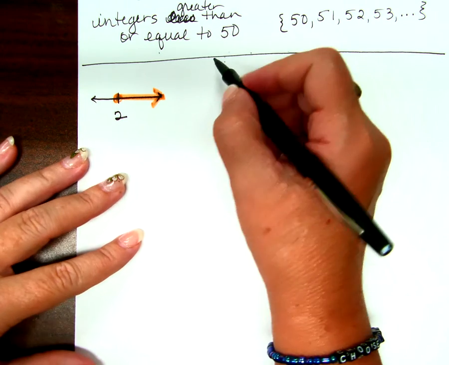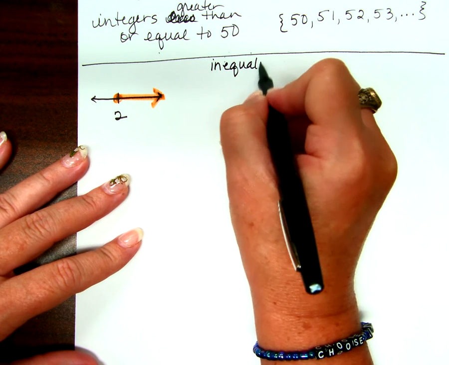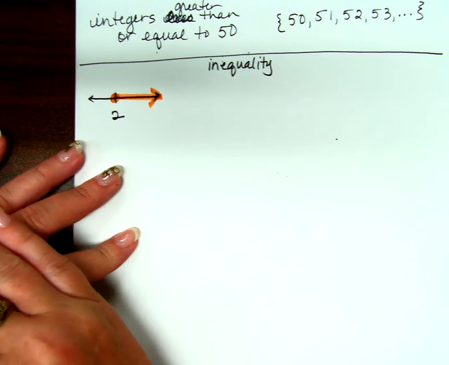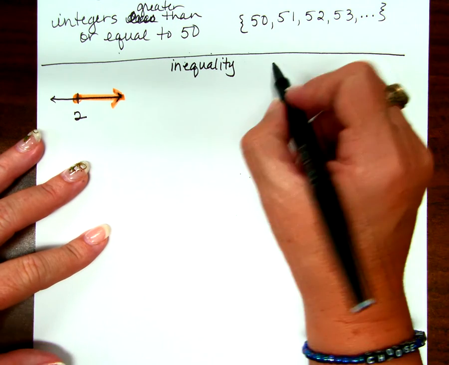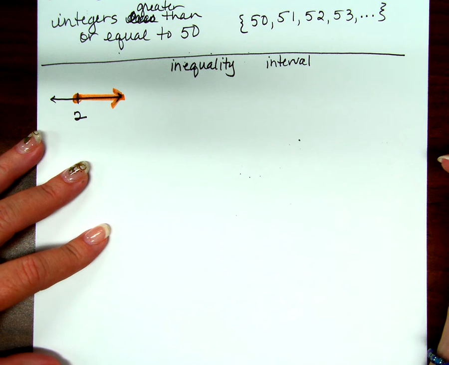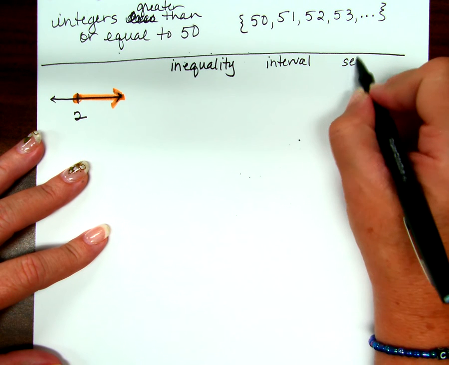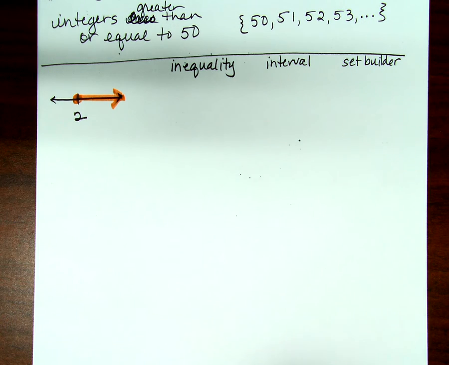Okay? There's 3 different ways that I need you to be able to write this domain. I need you to be able to write it in inequality notation. I need you to write it in interval notation. And I need you to write it in set builder notation.